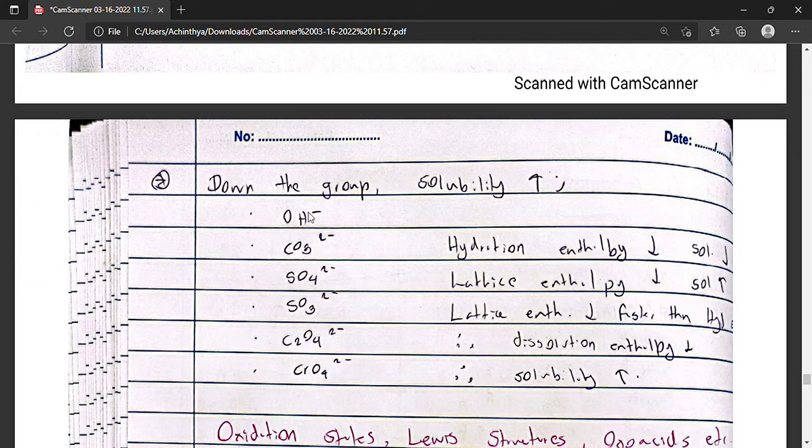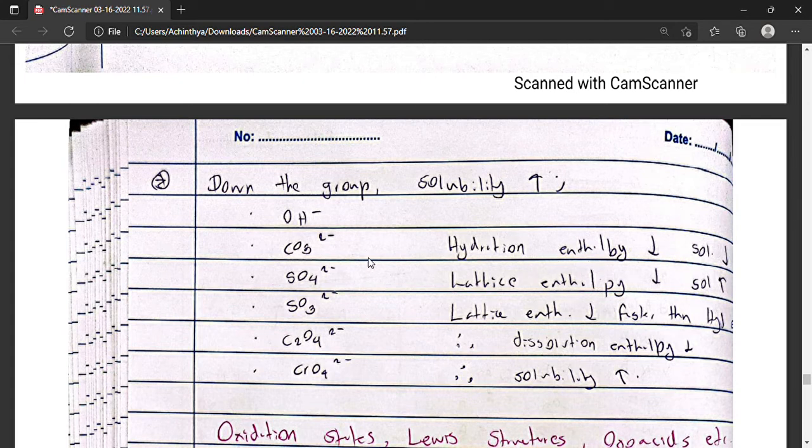Now, why is it that the solubility of these increase down the group? Well, basically, the solubility of a compound depends on this thing called dissolution enthalpy. And dissolution enthalpy depends on the hydration enthalpy and the lattice enthalpy of it. Basically, if you want the solubility to increase, you should decrease the dissolution enthalpy. And dissolution enthalpy is virtually the adding of the hydration enthalpy and the lattice enthalpy.